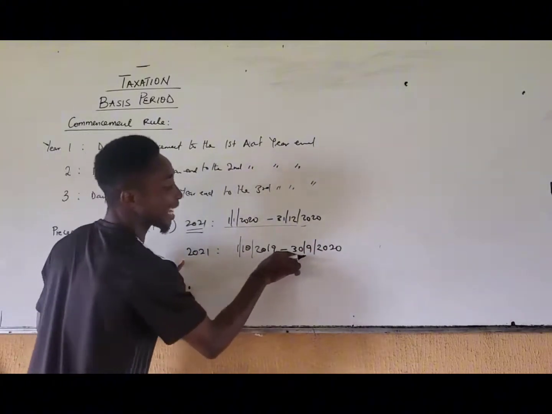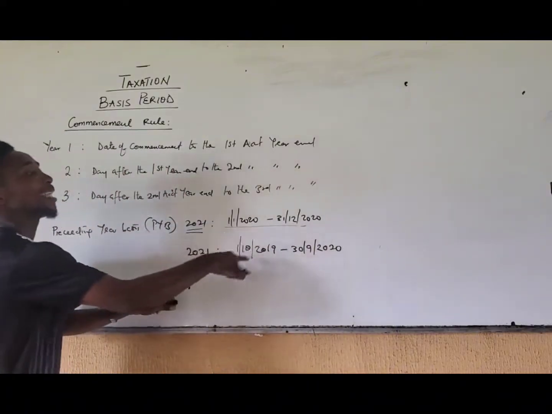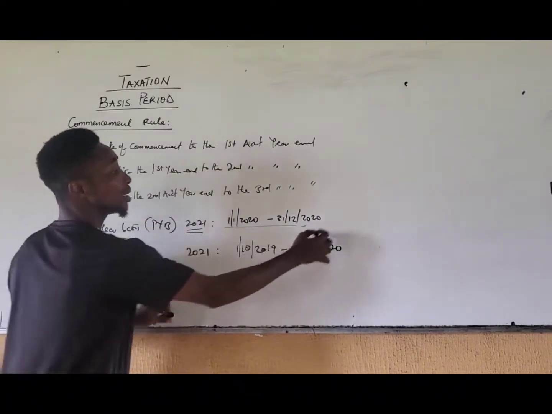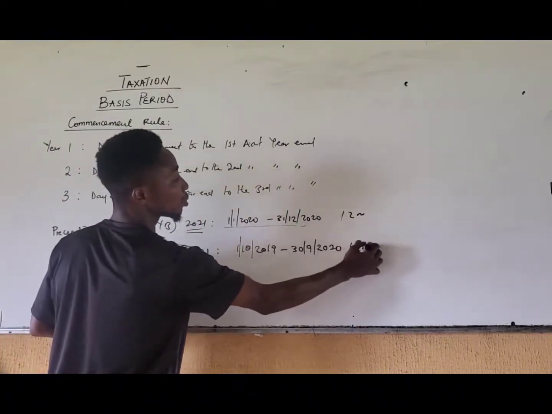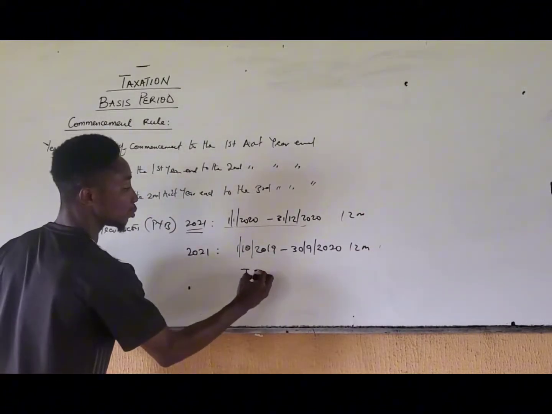For them to have ended account 30th of September 2020, it means they started 1st of October 2019. And it's always a period of how many months? 12 months. So you count 12 months backward. If I were you, I would draw a calendar to make this thing easy for me.